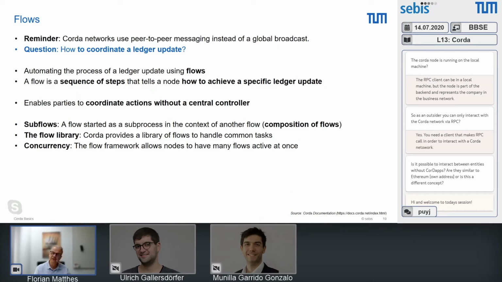Yeah, and the flow, as the name indicates, is similar to a workflow. Maybe you know workflows from business information systems. So one party has to do something. Let's say I want a workflow for getting admission to TU Munich. Yeah, so I have to first hand in my documents, then somebody checks my documents.